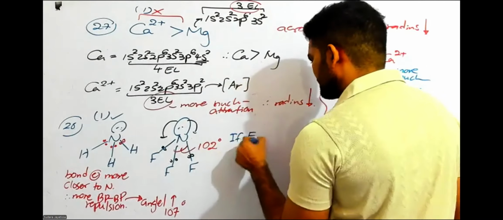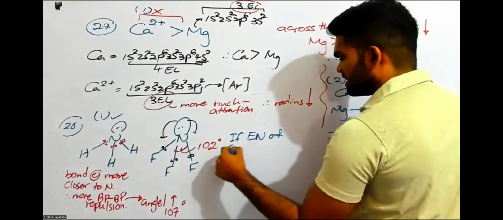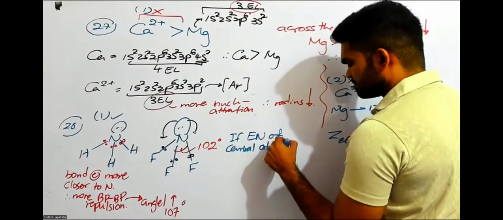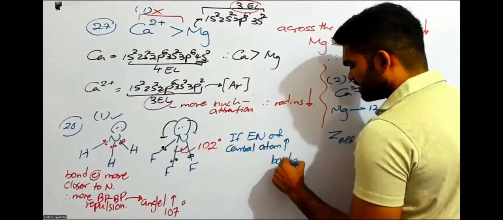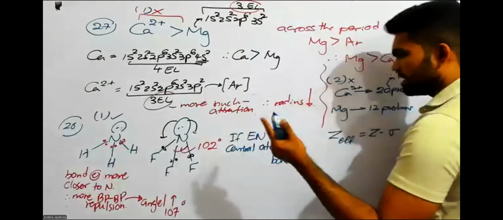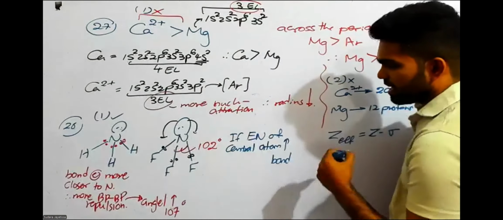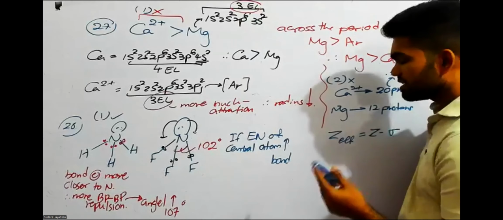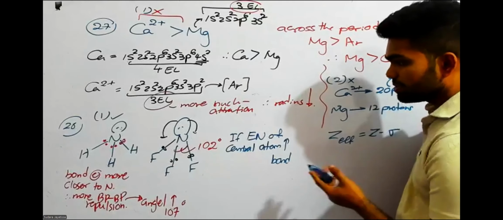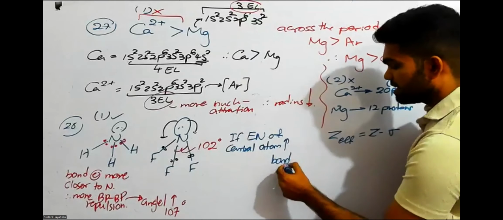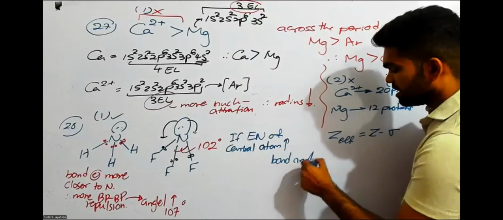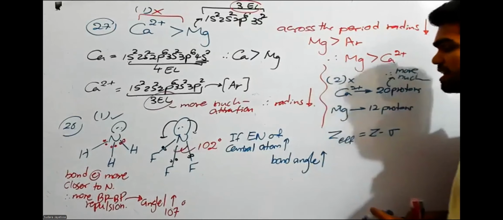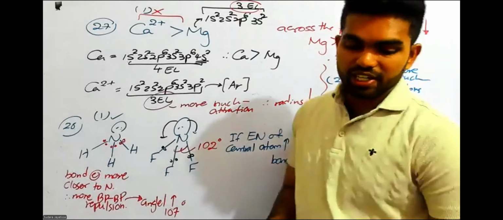If the electronegativity of the central atom is higher, the bond angle will be high. So now you can see in this last statement, you had two questions related to the bond angles. So refer to that part really well. These are the tricky MCQs they can ask. Bond angle will be higher if the central atom's electronegativity is high.